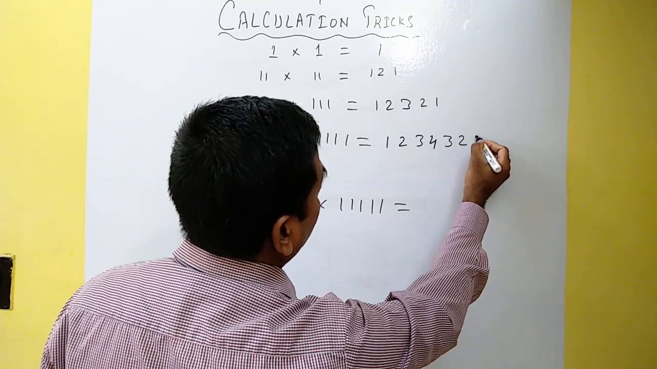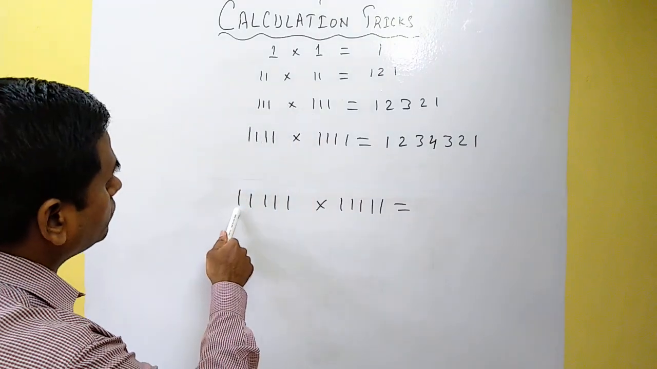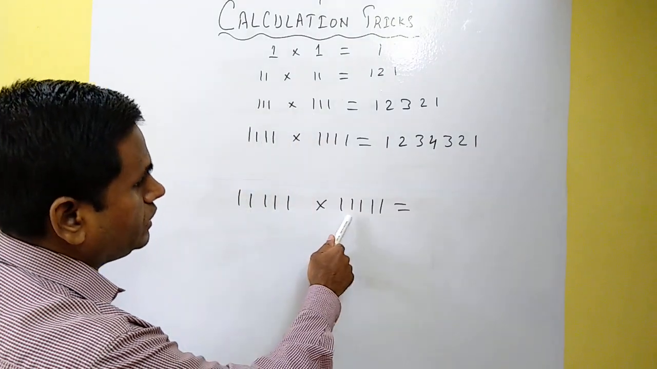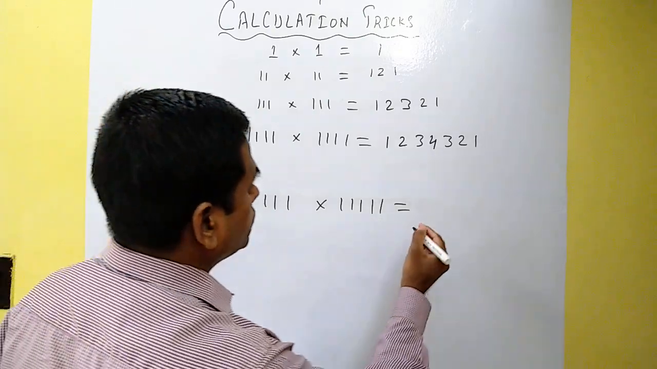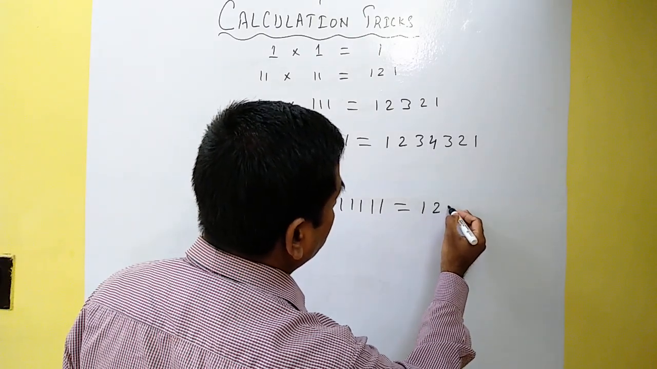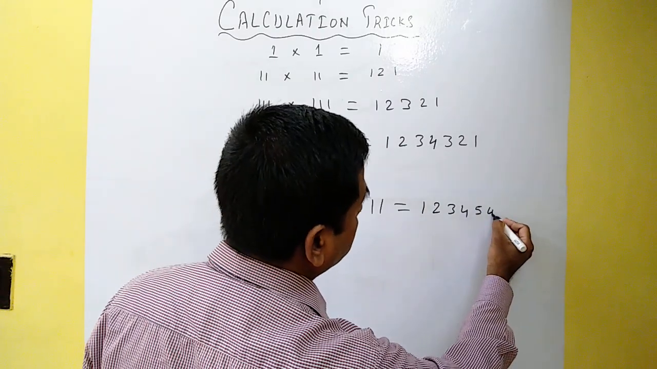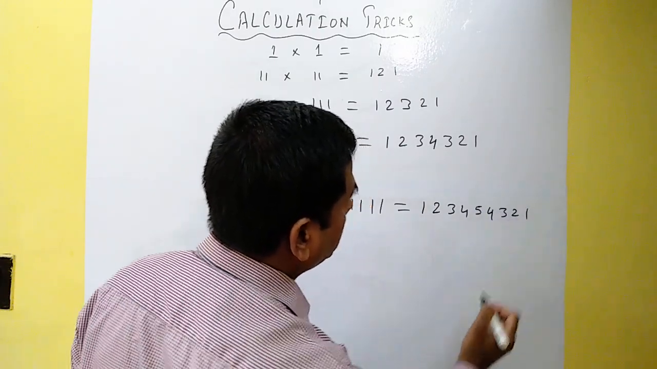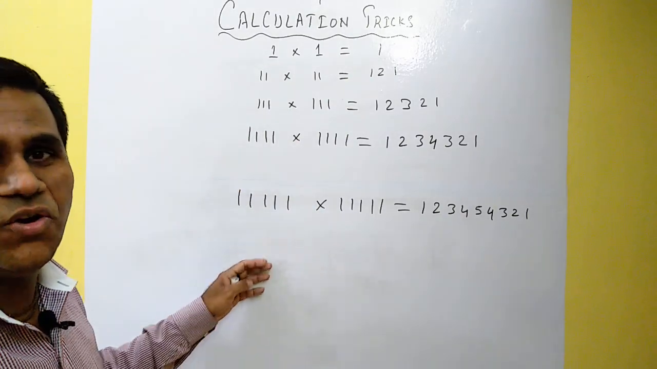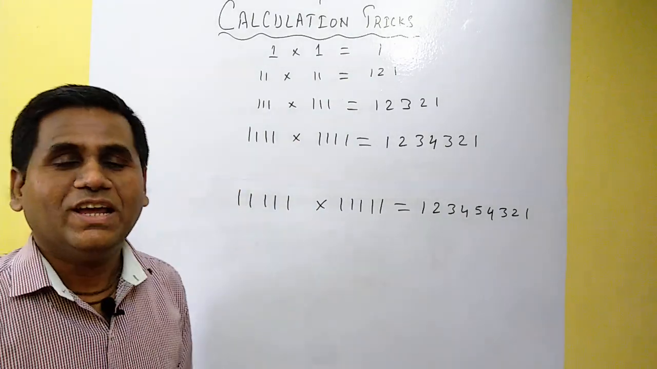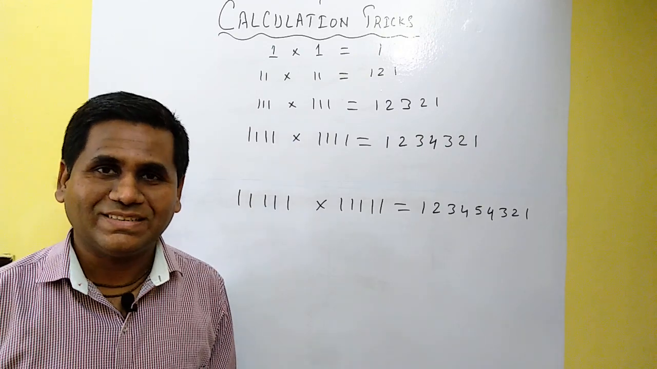So 3, 2, 1. Now in this 1, 2, 3, 4, 5. Here also 5 numbers are there. So we will write the result as 1, 2, 3, 4, 5. Then start going backwards. 4, 3, 2, 1. This is the answer, friends. Hope you have enjoyed this trick. Okay, now let us move on to the next trick.